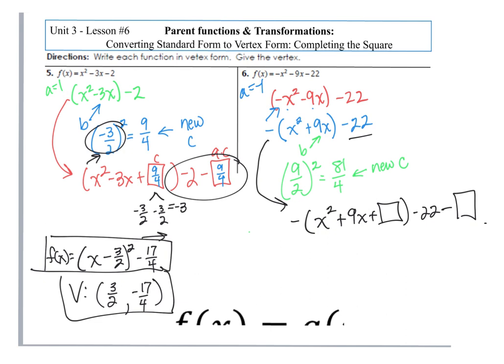So what goes inside here, that's just our new c value. We're going to put in 81/4. What goes outside, in the outside box, is a times c.